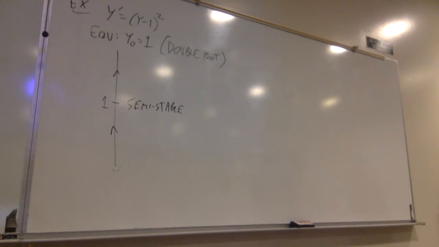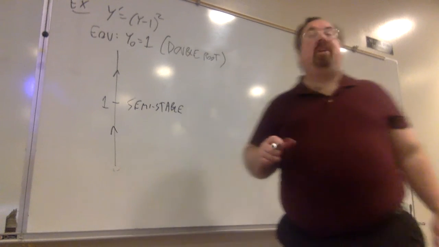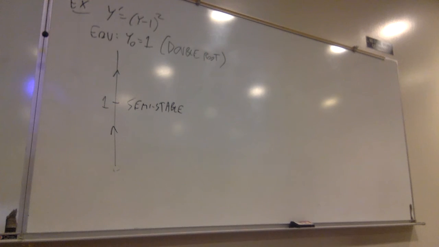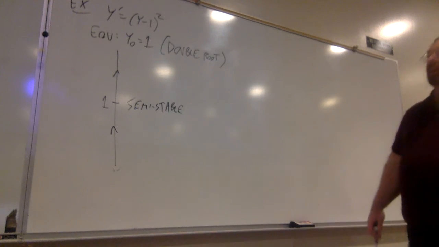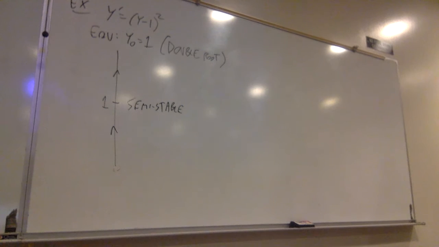If it had been y minus 1 to the 4th, both arrows positive again because semi-stable. So really, if you have a root of even multiplicity, y minus 1 or y minus y naught squared or 4 pi raised to an even power, that's where you have a possibility of having a semi-stable equilibrium.